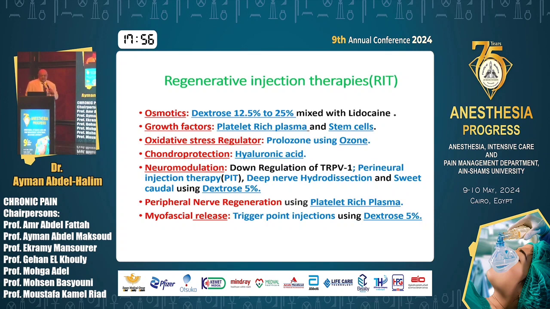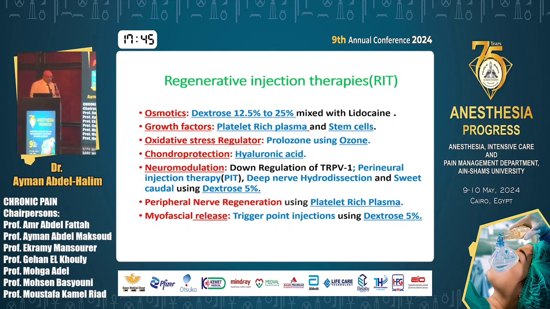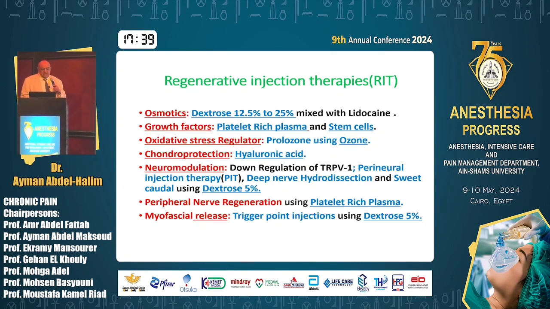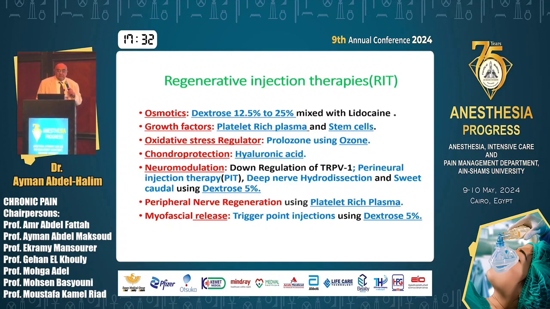Oxidative stress regulators, what we call right now prolozone, using ozone. Chondro protection by using hyaluronic acid, which we call the oil injection. Neuromodulation, and this is done by using dextrose 5%. Peripheral nerve regeneration using platelet-rich plasma, and myofascial release using dextrose 5%.